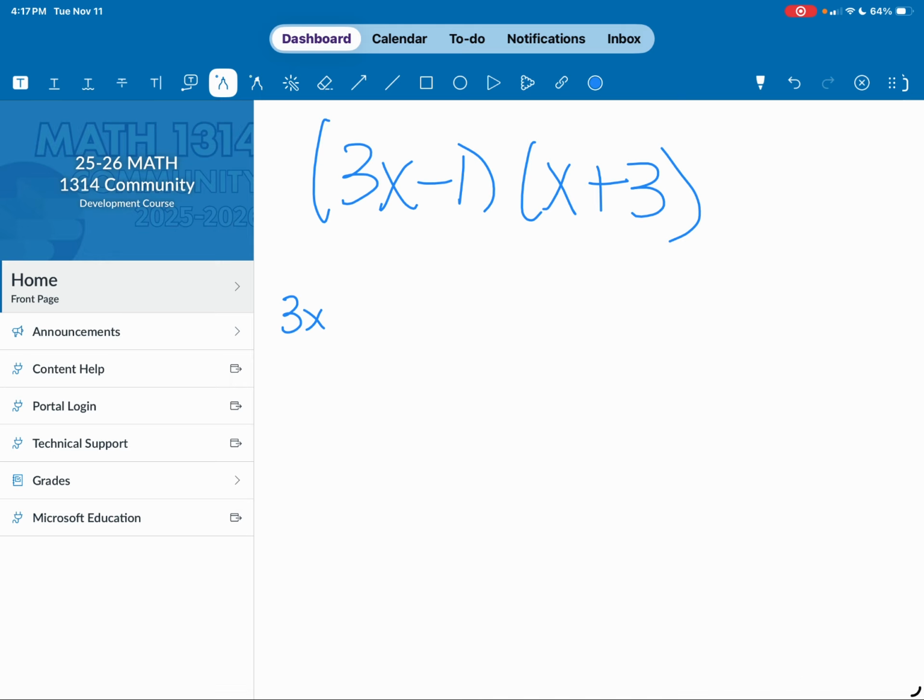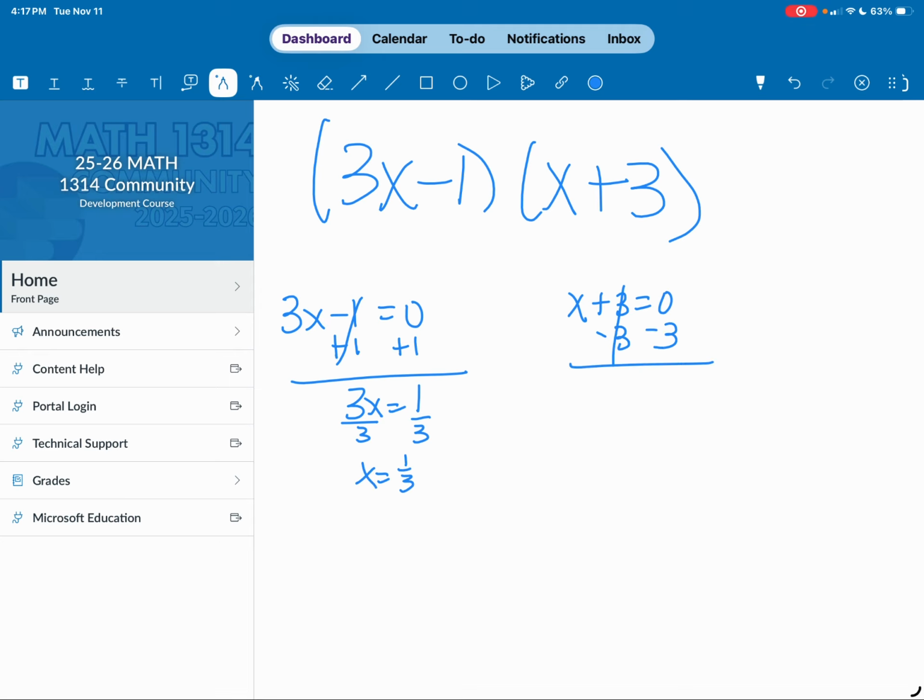But I do need to go ahead and set those equal to 0. So 3x minus 1 equals 0. X plus 3 equals 0. So then I would add 1 to both sides. And we get 3x equals 1, divided by 3. So x equals 1/3. And then I subtract 3 from both sides, and I get that x equals negative 3.